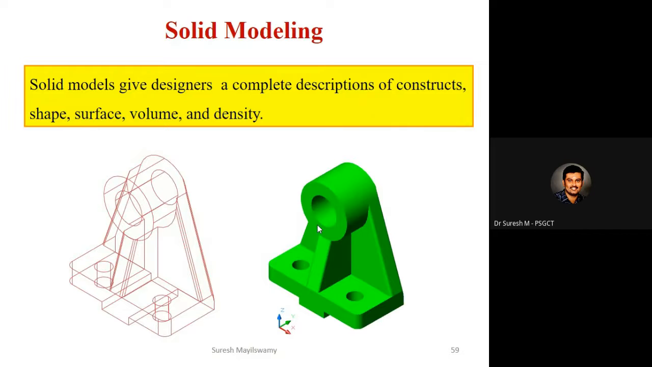And the next one is solid modeling. Here we have some solid modeling techniques to develop the part geometry. Solid models give designers a complete description of the construct's shape, surface, volume, and density. The first model is the wireframe model. This is the solid model. So you can see the difference between the wireframe and solid model. We can understand the part geometry by seeing the solid model, not by seeing the wireframe model.